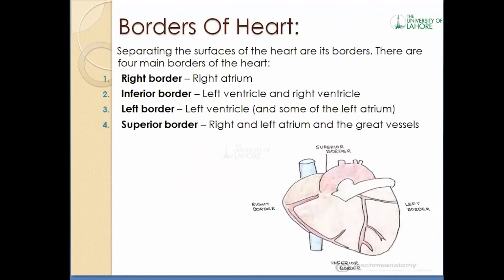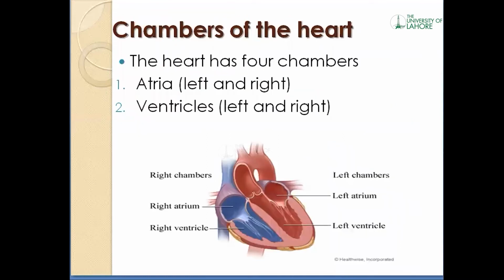Now, the borders of the heart. Separating the surfaces of the heart are its borders. There are four main borders: the right border, formed by the right atrium; the inferior border, formed by the left and right ventricles; the left border, formed by the left ventricle and some of the left atrium; and the superior border, formed by the right atrium, left atrium, and the great vessels. Chambers of the heart: the heart has four chambers, the left and right atria, and the left and right ventricles.